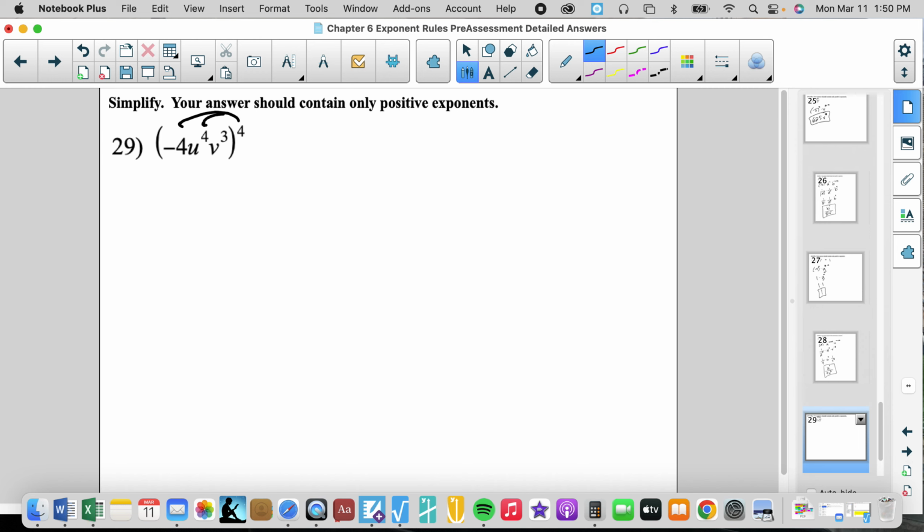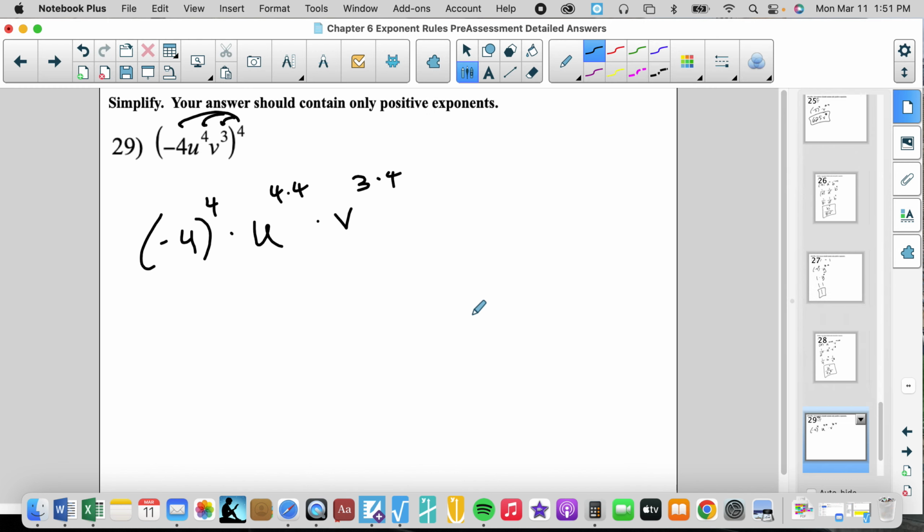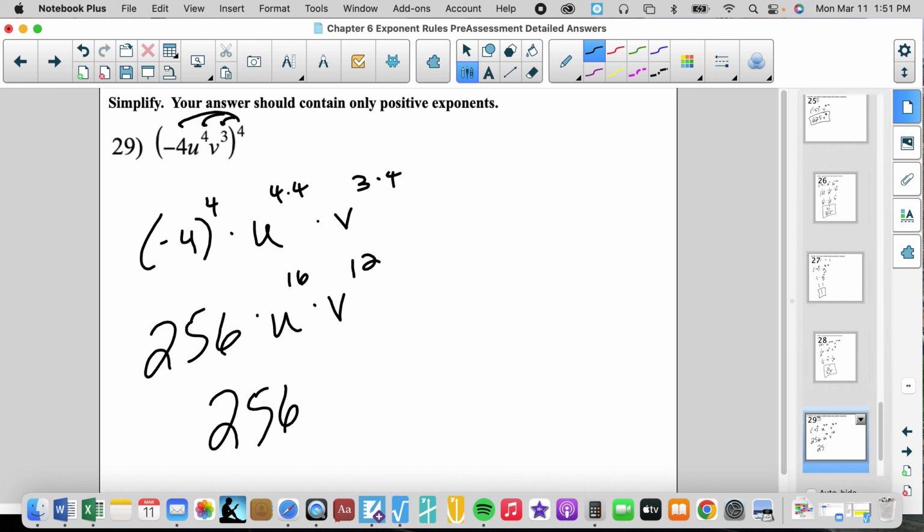We are going to distribute to each of those. We have the quantity of negative 4 to the 4th, u to the 4th times 4, and v to the 3rd times 4. That is 16 times 16, 256? 256. Let's go, Mr. Mac. U to the 16th, v to the 12th. So everything's in the numerator.